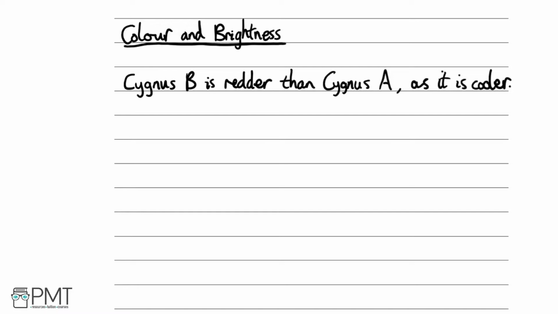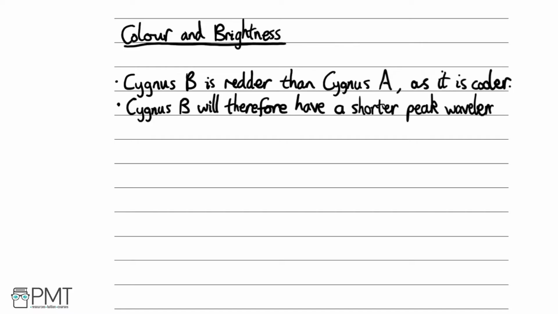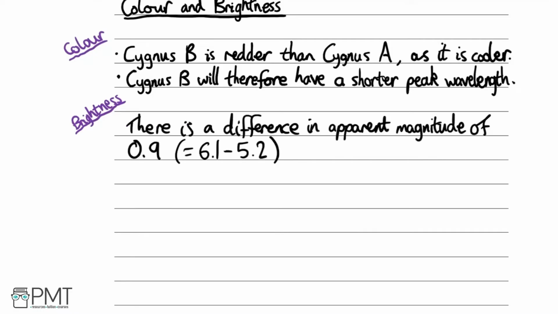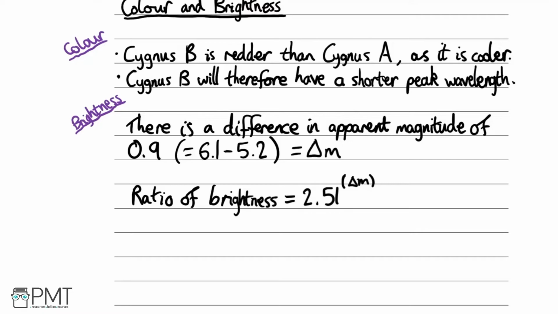You can also mention the peak wavelength, as we talked about in the earlier equation. So that's all we can say about color. Let's talk about brightness. The stars will have a difference in apparent magnitude of approximately 1, or 0.9 more specifically. So the ratio of the brightnesses can be calculated using the following equation. So the ratio of brightness is equal to 2.51 to the power of the difference in apparent magnitude. So from that we can see that Cygnus A will appear roughly twice the brightness of Cygnus B.